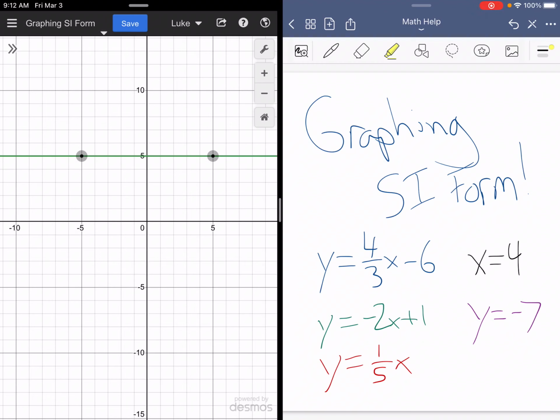Hello and welcome to this example video where I'm going to do some examples of graphing in slope-intercept form, aka SI form. Now I have a series of equations that we're going to go through.